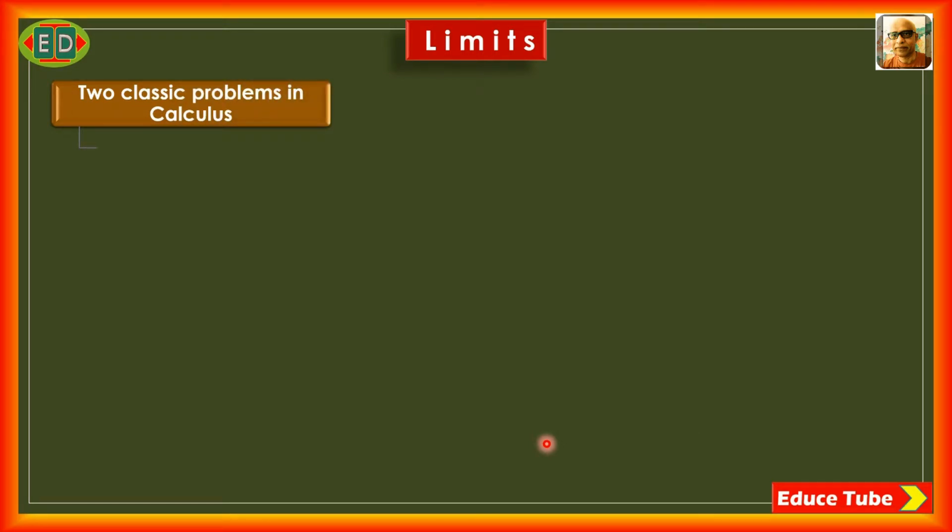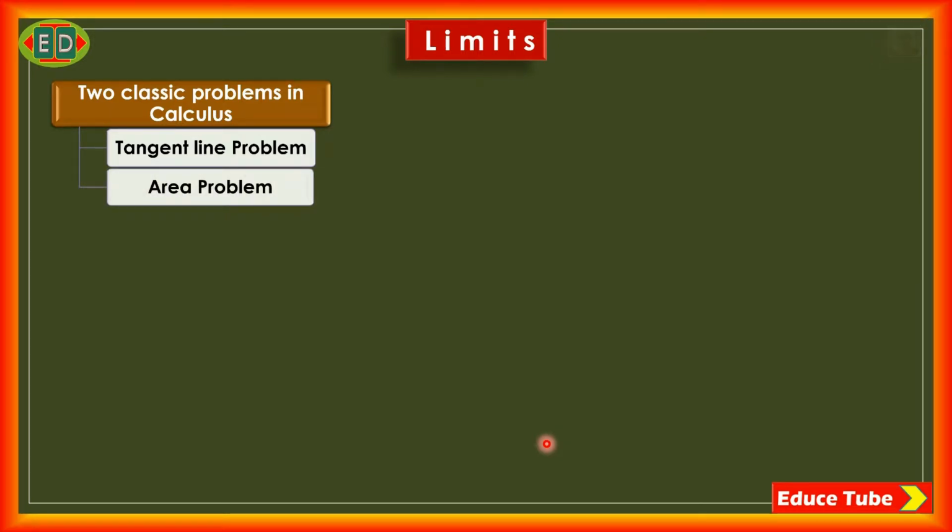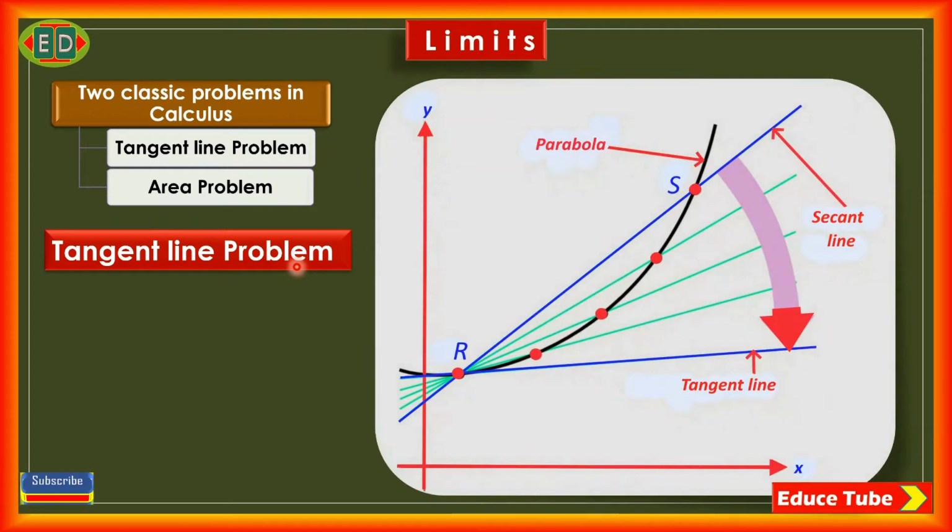There are two classic problems in calculus. One is the tangent line problem, which creates differential calculus, and the other is the area problem, which creates integral calculus. These two give us an idea of the way limits are used in calculus. Here my discussion is about the tangent line problem.